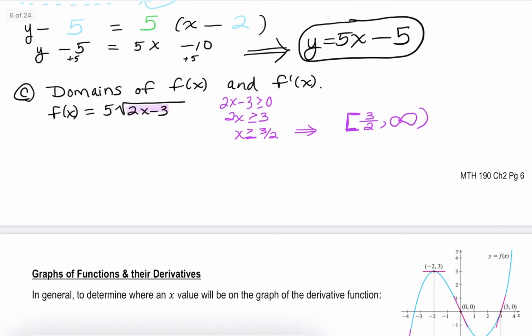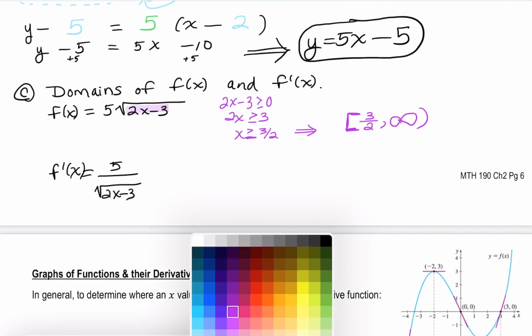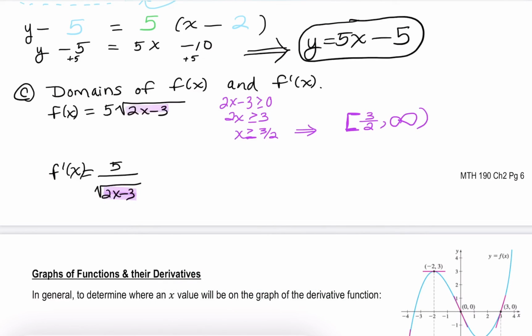So f prime, our derivative here, ended up being 5 divided by the square root of 2x minus 3. Now we have the same kind of initial issue, right? Because a square root anywhere means that what's underneath of that square root, just like before, is going to have to be greater than or equal to 0. That was true with f, and it certainly is going to be true with f prime. However, we have an additional issue here, and that additional issue is the fact that this whole radical is in the denominator. So this entire square root of 2x minus 3 is in the denominator, and denominators cannot equal 0.